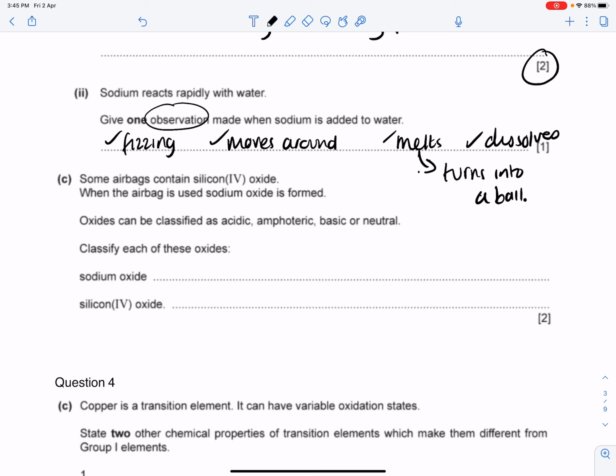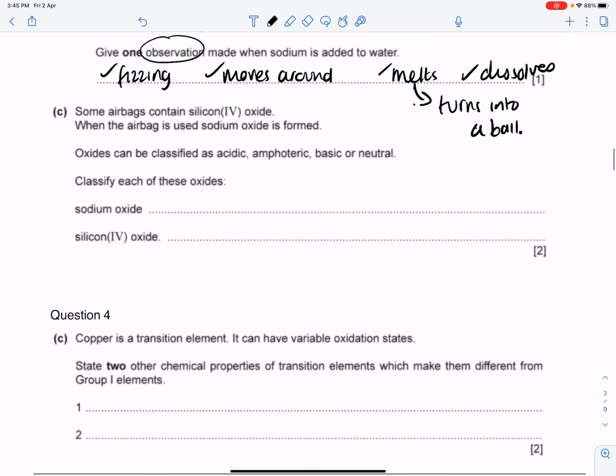Say what you see. Some airbags contain silicon 4 oxide. When the airbag is used, sodium oxide is formed. Oxides can be classified as acidic, amphoteric, basic, or neutral. Classify each of these oxides. Sodium oxide is a metal oxide, so it must be basic, and silicon 4 oxide is a non-metal oxide, so it must be acidic.